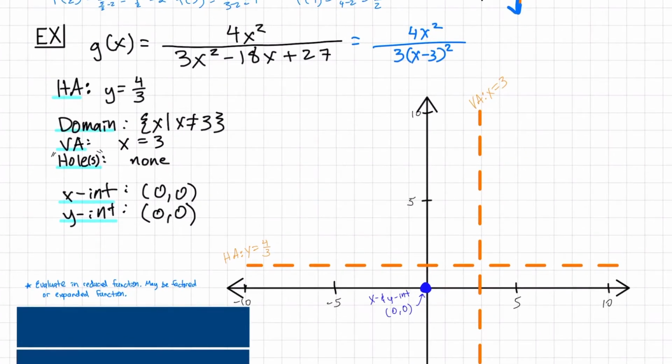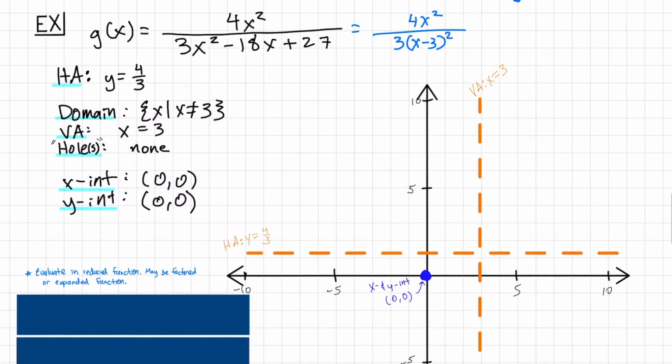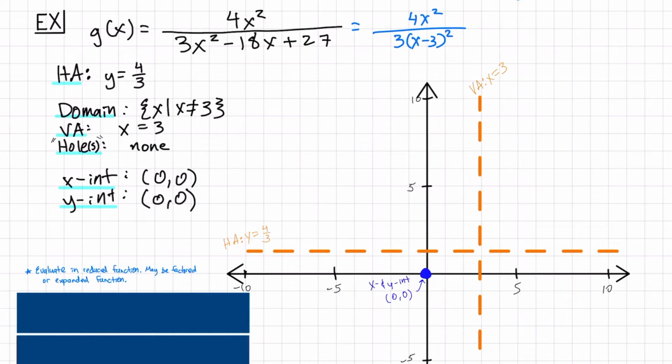All right, so again, we did this last time. This one, nothing reduced. I did factor the denominator, but nothing reduced, so that means we have no holes. I really like this example because it's quite interesting how it turns out. I already have my x and y intercept graphed because they were both 0, 0.